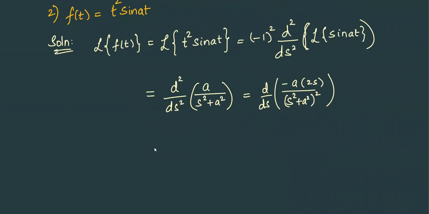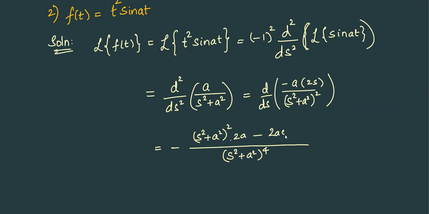Okay. Now the second derivative will be over s square plus a square the whole power 4. This minus sign kept aside. s square plus a square the whole square into the derivative with respect to s, 2a, minus 2as times this, 2 times s square plus a square into 2s. Just the u by v rule.